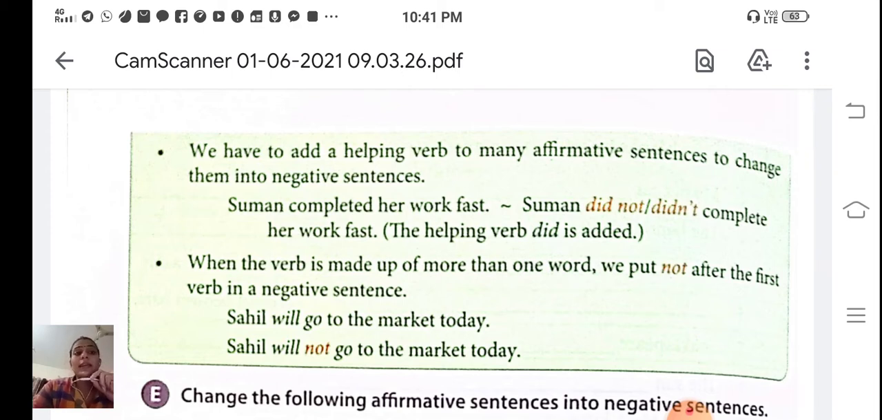We have to add a helping verb to many affirmative sentences to change them into negative sentences. So what do we have to do? We have to use helping verbs. Which are they? Do, does, did. When there is I, we, you, they, we have to use the helping verb do. And when there is he, she, it and a singular noun, we have to use the helping verb does. But when the sentence is in the past tense, we have to use the helping verb did.